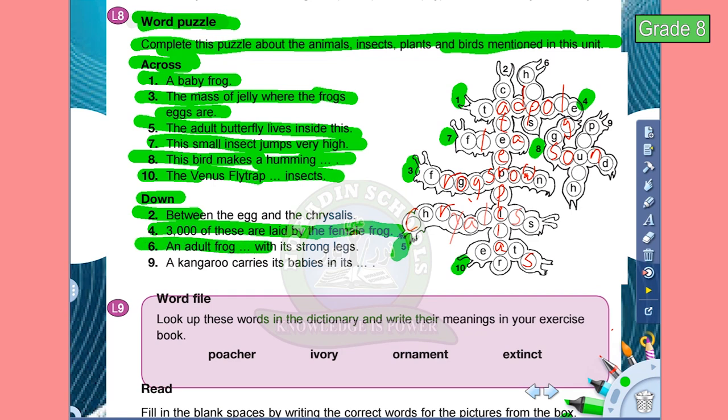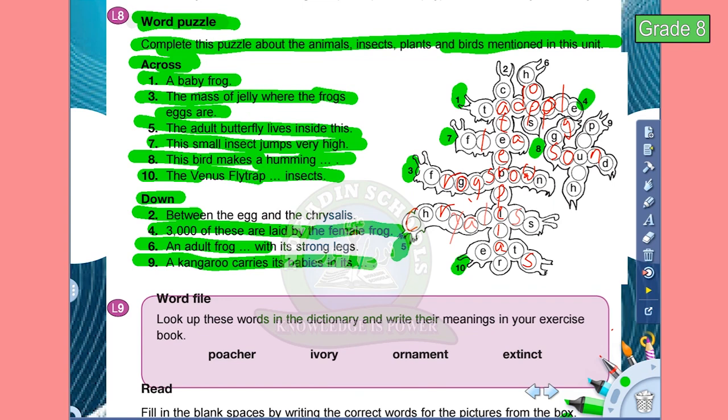Adult frog with strong legs: hops. Look at number 6. A kangaroo carries its babies in its pouch.